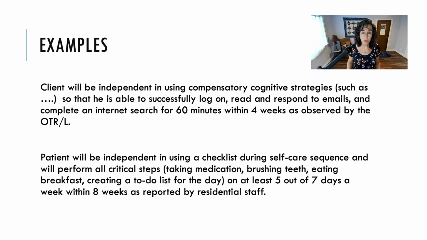So we have the goal, which is logging on, reading and responding to emails, and doing an internet search. So that's a whole bunch of stuff, right? We could characterize it as computer use. The client will be independent in this, so that's a level of proficiency, and they'll have compensatory cognitive strategies, which might include a list of steps. It might include pictures of each part. It might include somebody prompting the client to move on to the next step. We don't know. So we'll want to specify that.